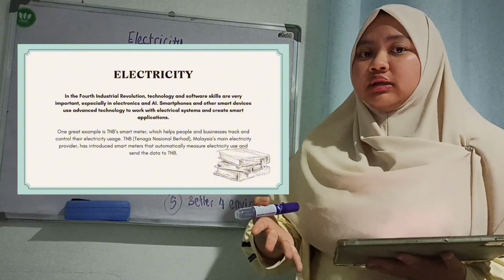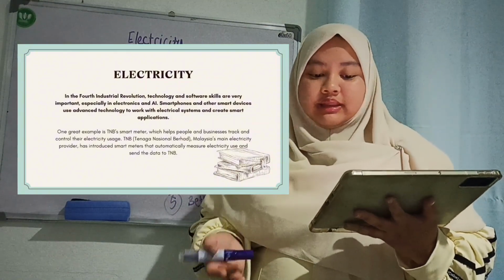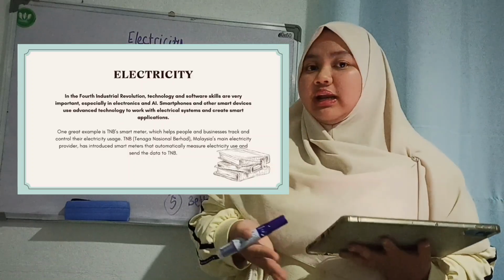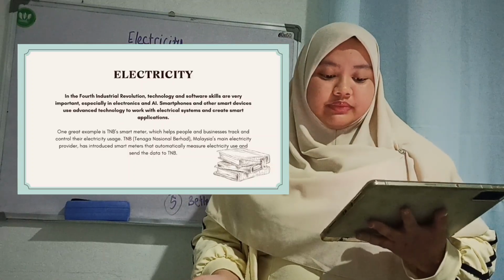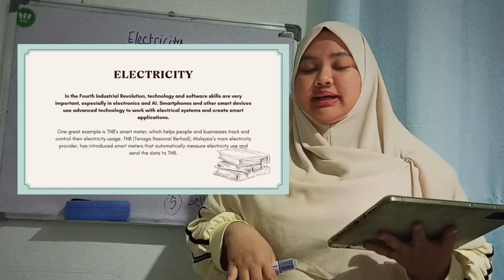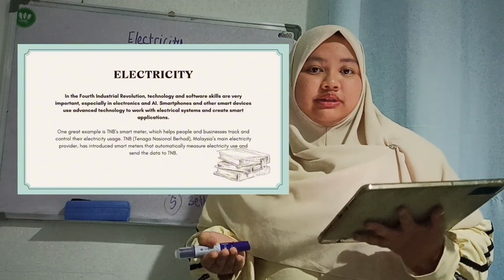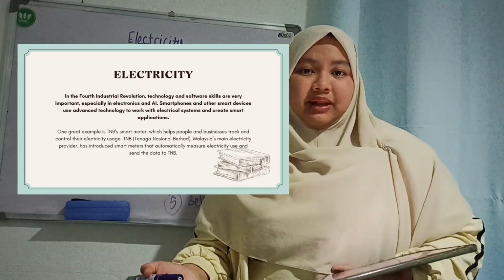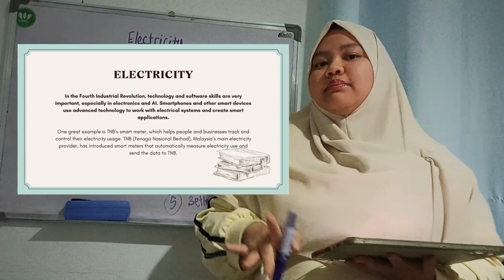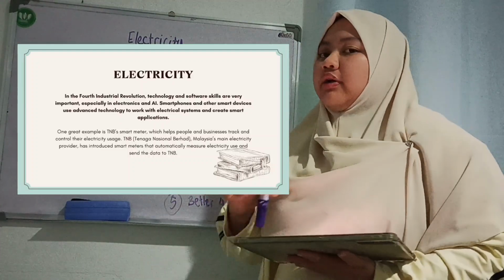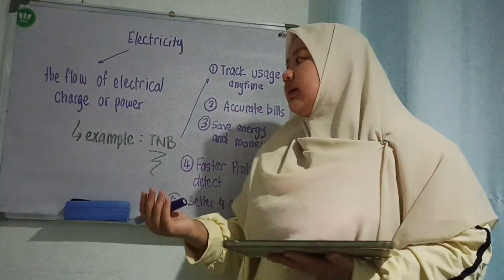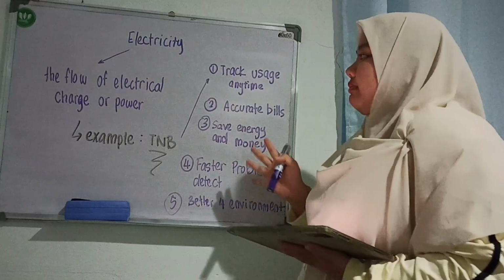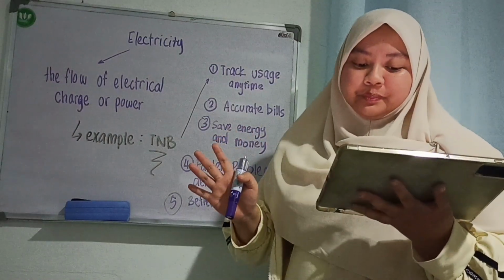But for now, in our generation, technology and software skills are very important, especially in electronics and AI nowadays. Smartphones and other smart devices use advanced technology to work with electrical systems and create smart applications. For example, one of the applications that is mainly used in Malaysia will be TNB. TNB smart meter, to be exact.